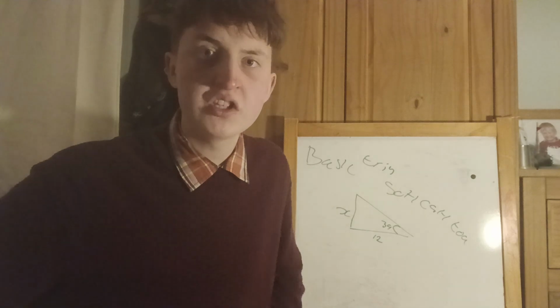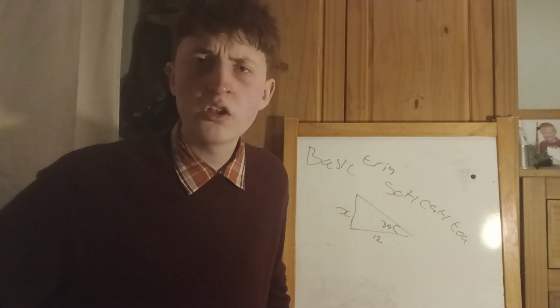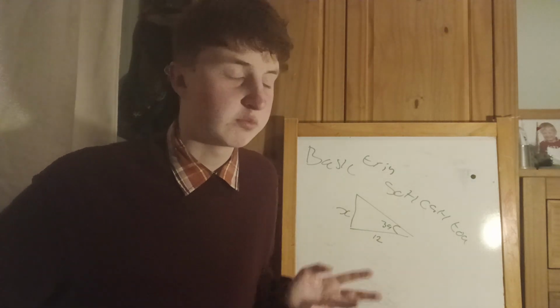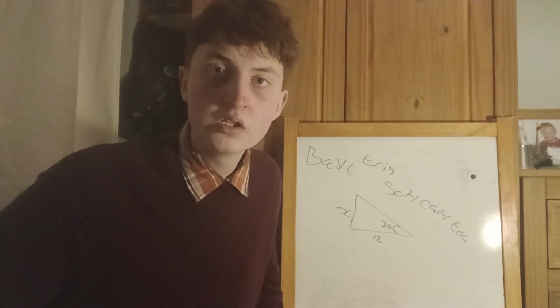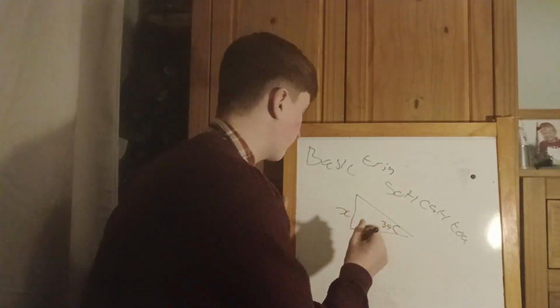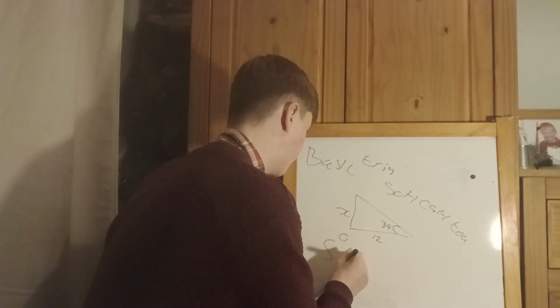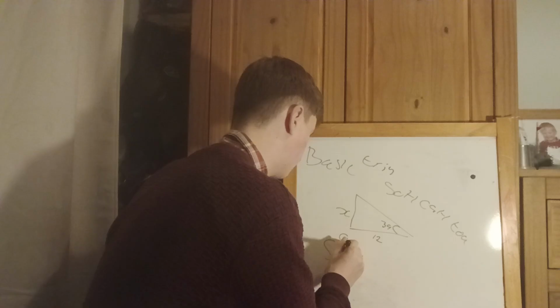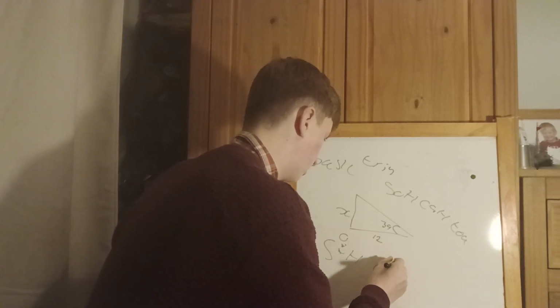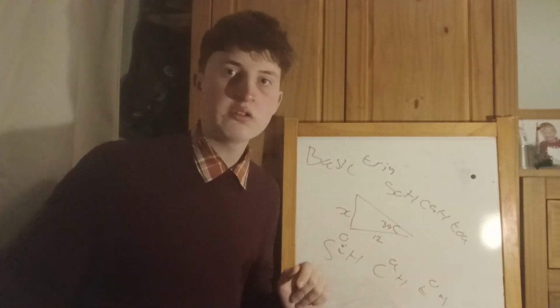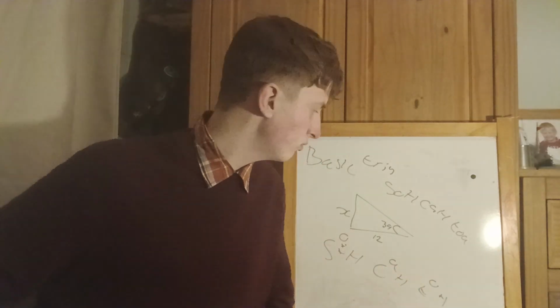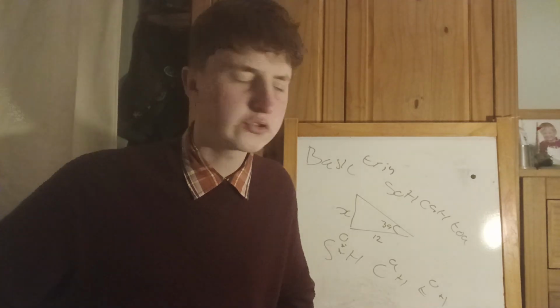SOHCAHTOA. This is probably the way you've been taught how to do it. It is really nice. If you do physics, I presume you would. Essentially, it's just 3 micro formula triangles. So if we have a look, we have got sin, SOHCAHTOA. I presume you know how to use formula triangles.